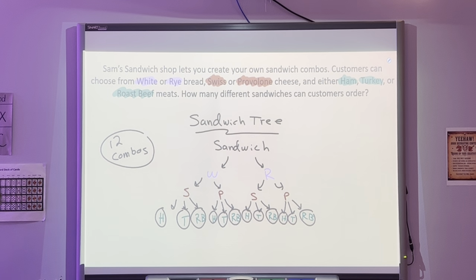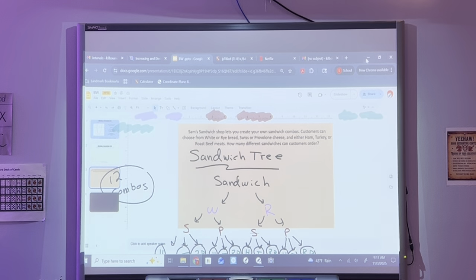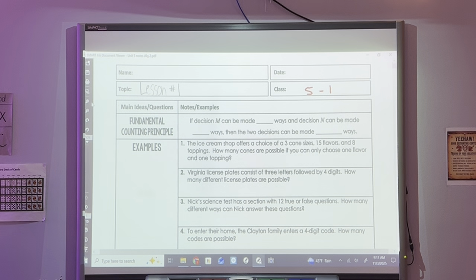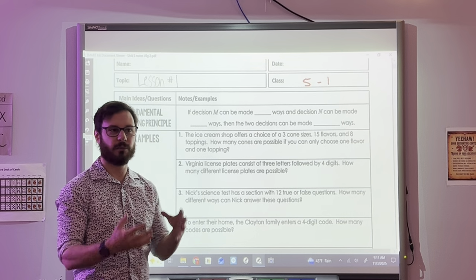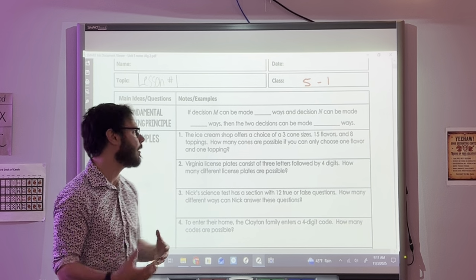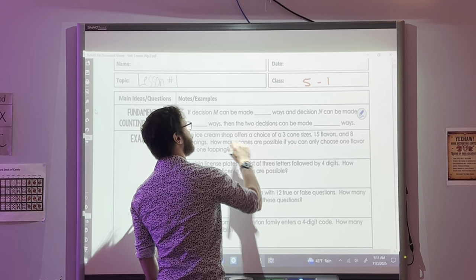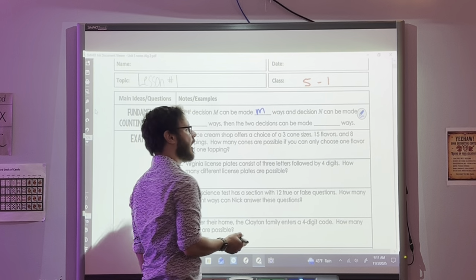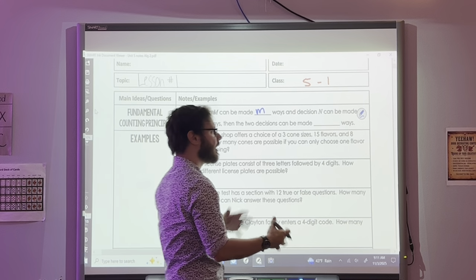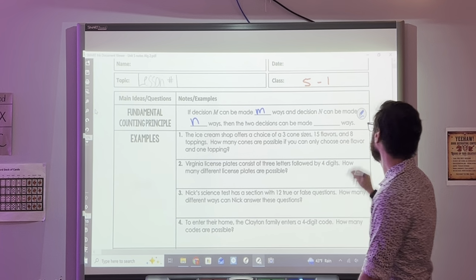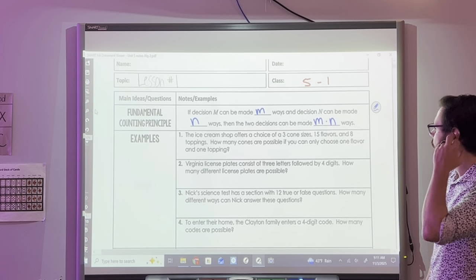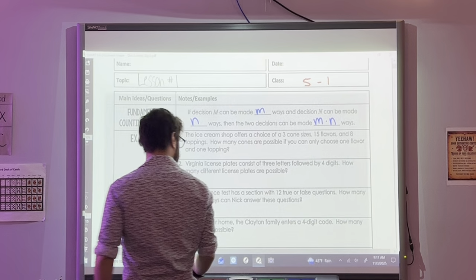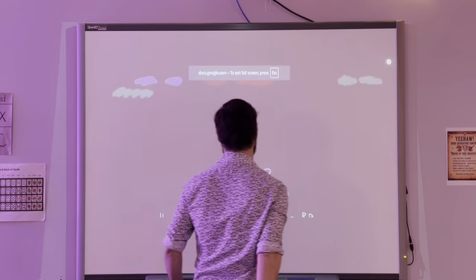But if we go back to that example number 1, there were a lot more options here: 3 cones, 15 flavors, and 8 toppings. You wouldn't want to build a tree for something with that many numbers. So we have to find a simpler way. The fundamental counting principle lets us do that. If decision M can be made M ways and decision N can be made N ways, I can find however many different choices I have by multiplying them together. M times N.